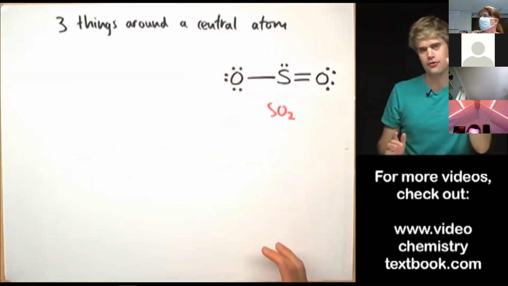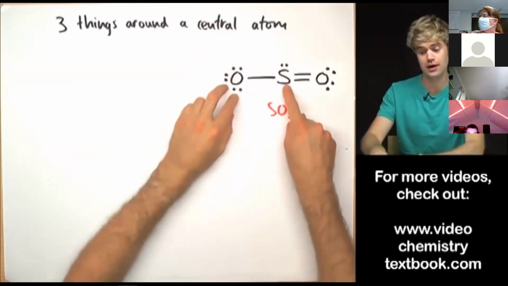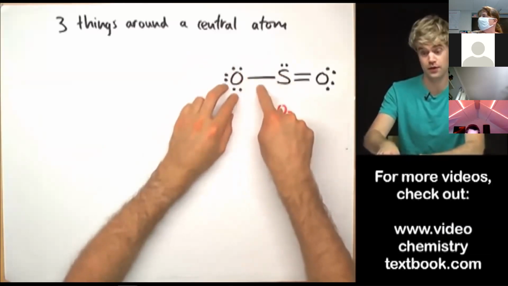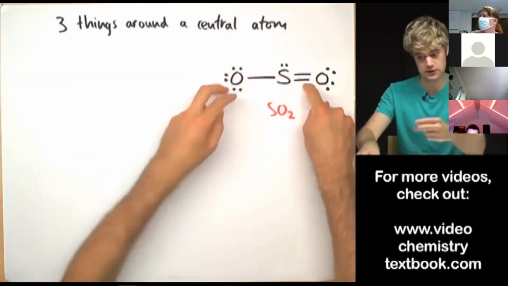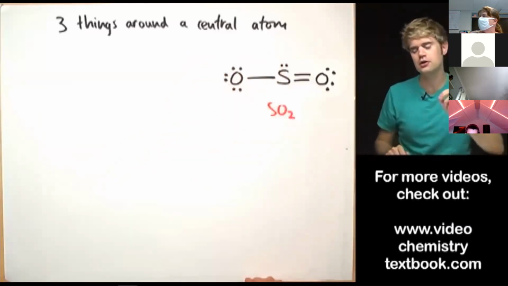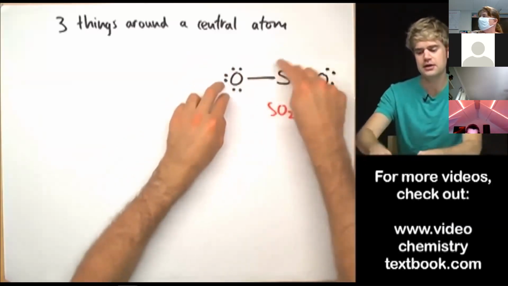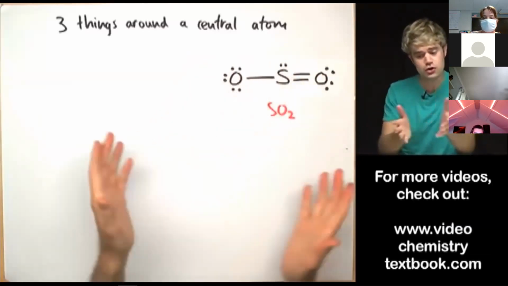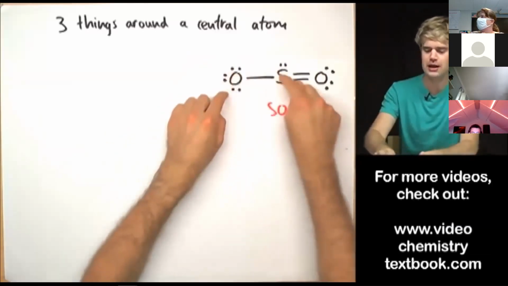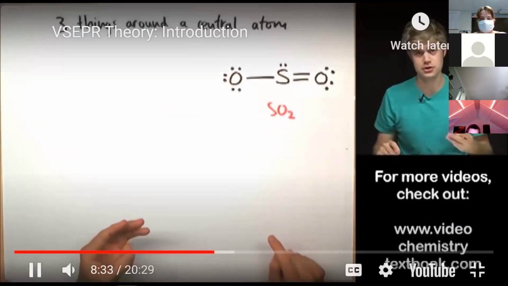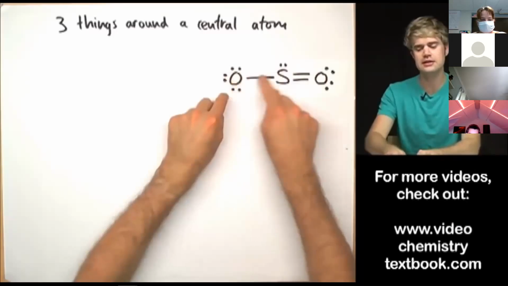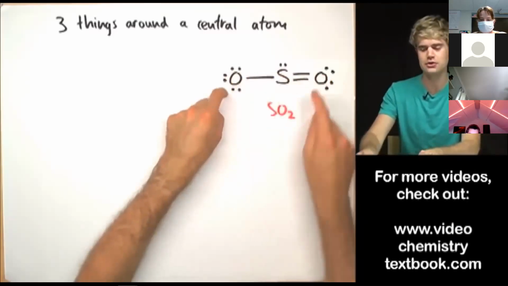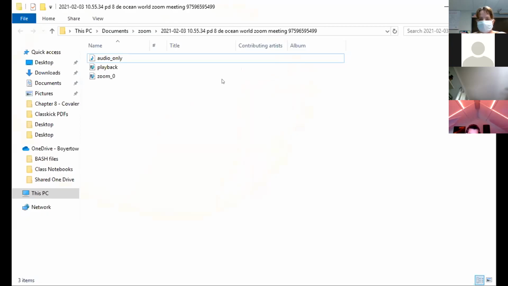SO2. It's got 3 things on the central atom. It's got a bond here, that's 1 thing. A double bond here, that's 2 things. But then it's got this unshared electron pair up here. These 3 things all have electrons in them, so they all want to push away from each other. So what shape is SO2 going to have in 3 dimensions? If you think it's linear, and the 3 of these atoms are all lined up in a row, that's not right, because you're not taking this unshared electron pair into account.